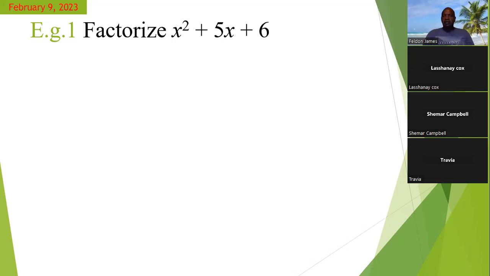So that would be 2 and 3. All right. Everybody agrees with that? 2 times 3 is 6, and 2 plus 3 gives you 5. So once we identify the two factors that we multiply to get 6, we say 2 times 3 equals 6.